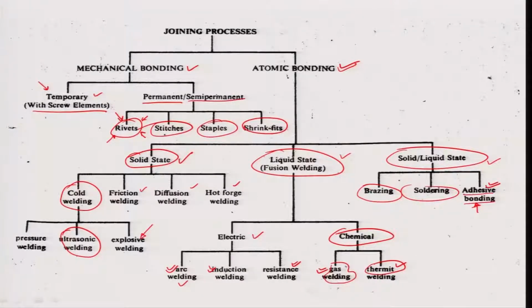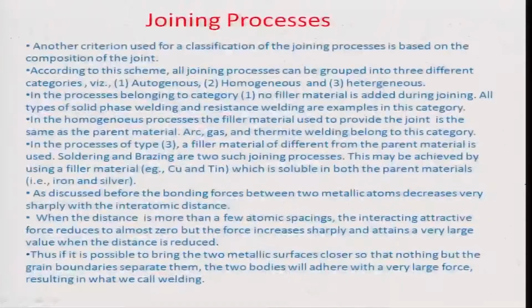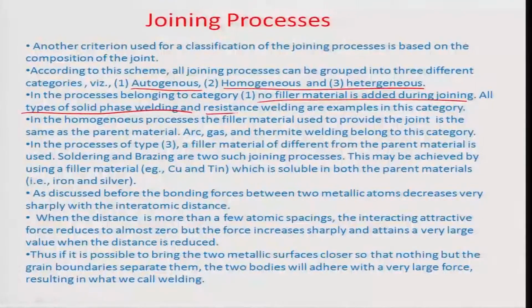So, having said that, now let us look into a little more fundamental aspect about joining processes and let us try to first classify into various schemes based on different modalities. Let us talk about the classification of welding into autogenous, homogeneous and heterogeneous processes. In category 1, in autogenous process, no filler material is added during the joining. All the types of solid phase welding and resistance welding are booked into this category. So, there is no filler material.